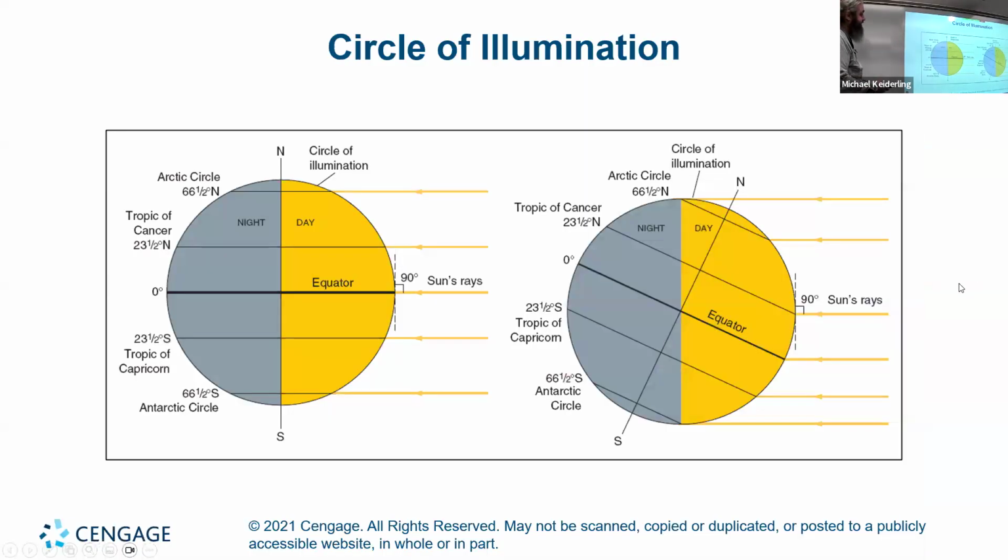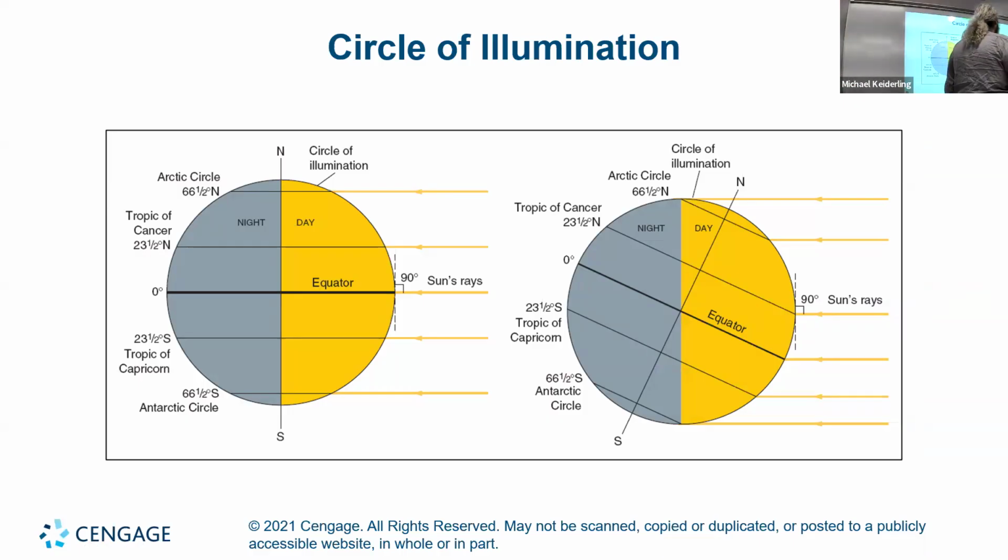So, the circle of illumination is the half of the Earth that's lit up at the equinoxes. The circle of illumination goes from pole to pole and splits the Earth neatly in half, night and day. So everyone has 12 hours of daylight and 12 hours of night.